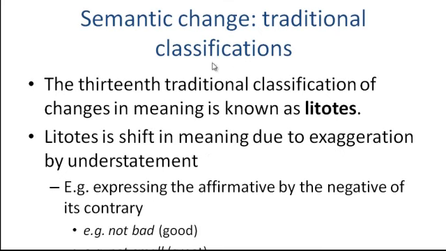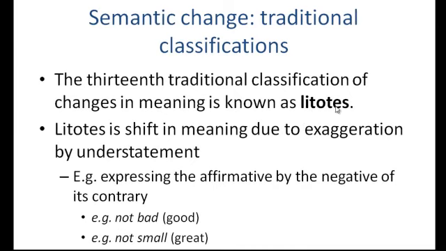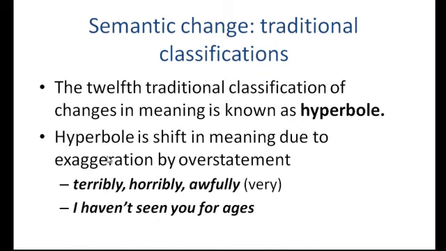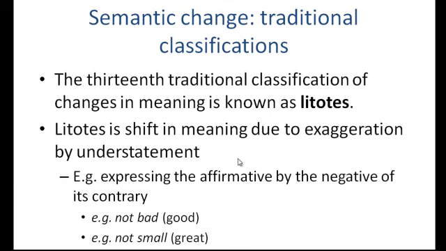Okay, and then we also have another form of semantic change, which is known as litotes. Litotes is a shift in meaning due to exaggeration by understatement. Remember what we said about hyperbole? It was exaggeration by overstatement. But with litotes, it is exaggeration by understatement. So expressing the affirmative by the negative of its contrary. So not bad when you're referring to good, not small when you're referring to great.